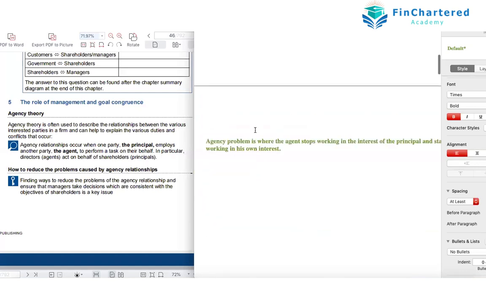Now, how does this apply to your FM paper? Remember, guys, the real boss of the company is the shareholder or the investor. Shareholders invested money, so they are the owners.